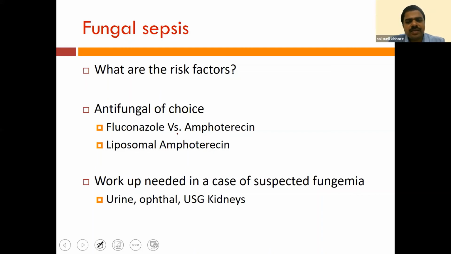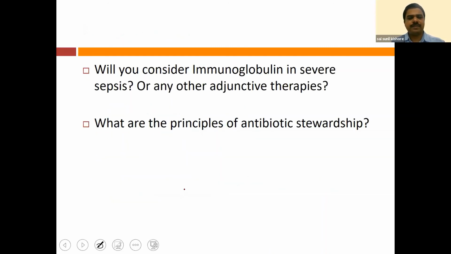And if you are contemplating starting amphotericin, liposomal amphotericin is always better as compared to amphotericin. This is because the side effects are less with liposomal amphotericin and you can give more dose. For conventional amphotericin, plain amphotericin, the dose is 1 milligram per kg per day, whereas in liposomal you can go up to 4 to 5 mg per kg per day. So in a case of suspected fungal sepsis, you need to do urine evaluation, urine for fungal elements, as well as ultrasound kidneys to look for fungal balls, as well as ophthalmic assessment to complete the evaluation.